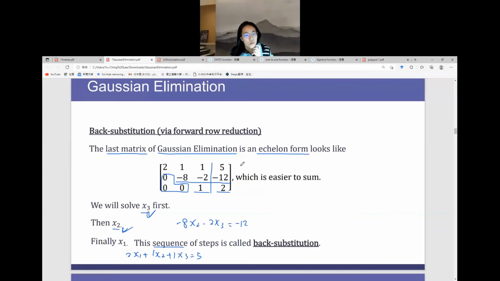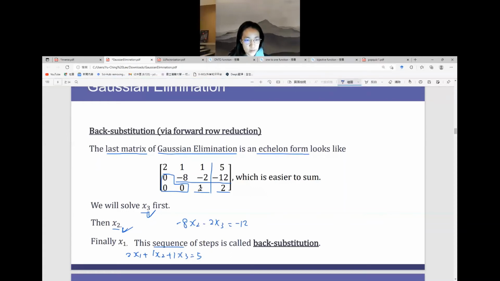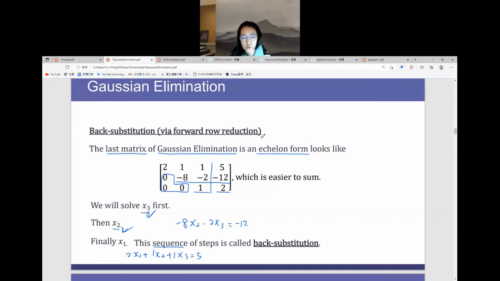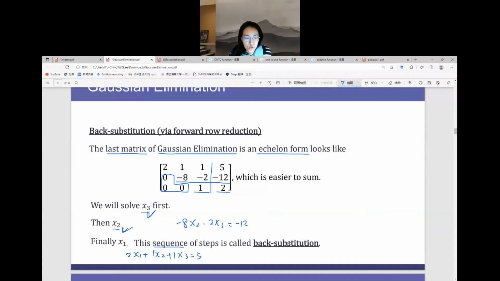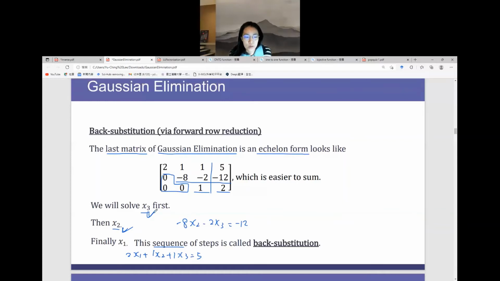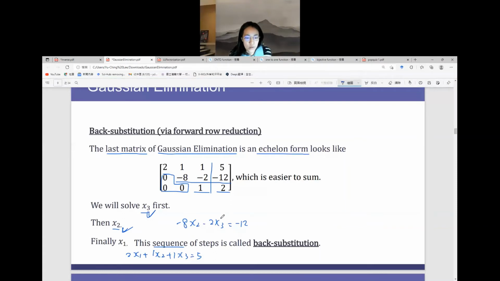Please don't try to change the order or violate the forward row reduction, or sometimes do forward, sometimes do backward, unless you need a reduced echelon form. Please just continue to do the forward row reduction. And this sequence is called back substitution. Substitution, 变数替换, means that we are substituting x3 with 2, and then substituting x2 with its solution, and then substituting x1, in the order 3, 2, 1. So it's called back substitution.